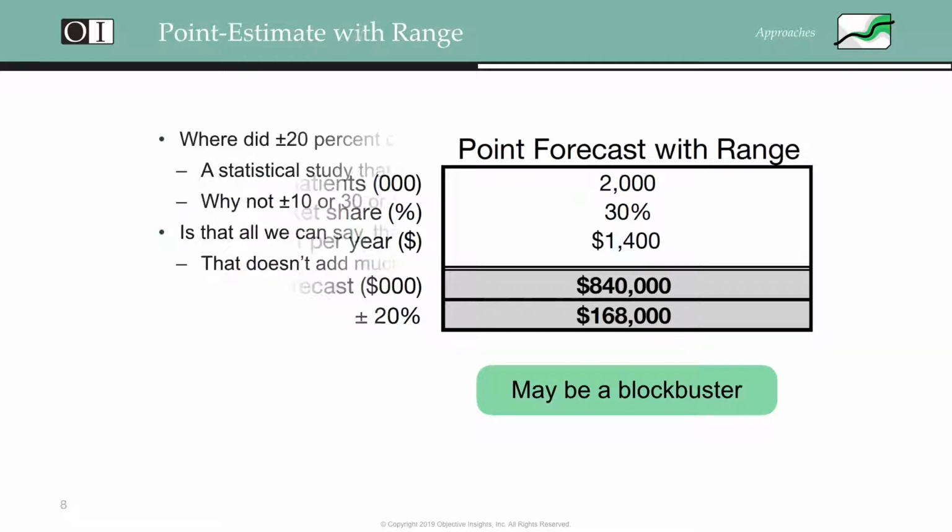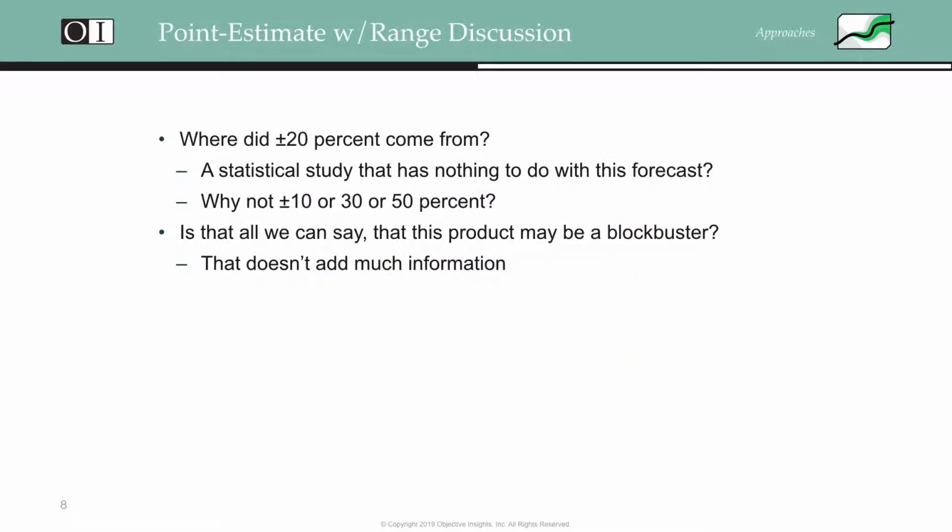Let's critique this forecast next. Is that all we can say, that the product may be a blockbuster? That doesn't add much information. It doesn't add much more than we already knew. And further, where did the plus or minus 20% come from? And why isn't it plus or minus 10% or 30% or 50%? We don't know, because there's no source for that plus or minus 20%. It just seemed reasonable.